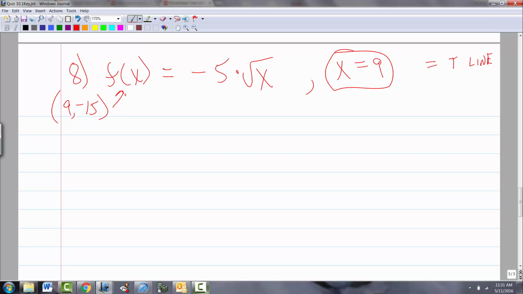The tangent line. You know what? I'm actually going to go ahead and graph it first before I do my limit stuff. And then I'm going to erase it. Okay. By the way, I plug in 0, I get 0. I plug in 1, what do I get? -5. I plug in 9. What do I get?